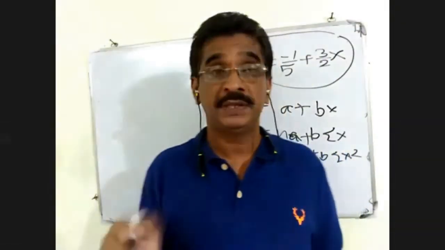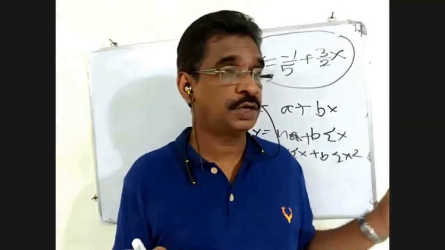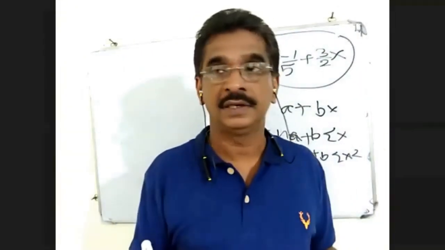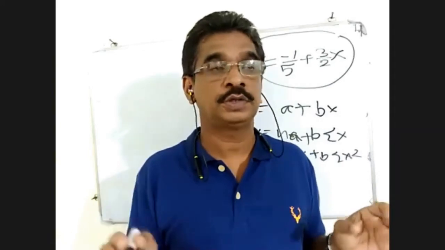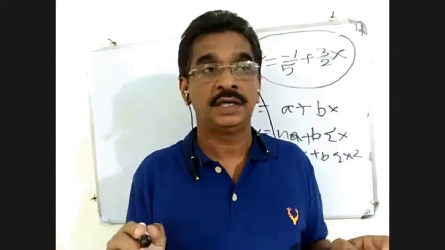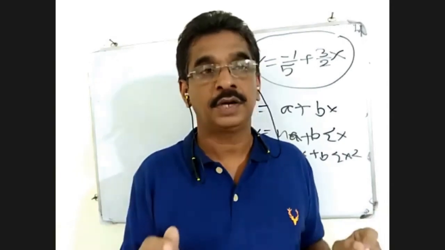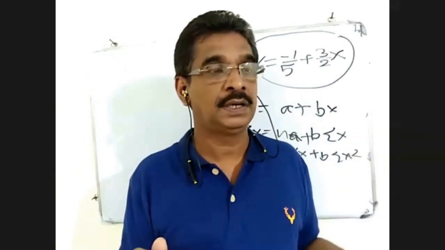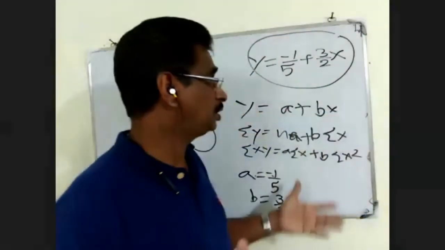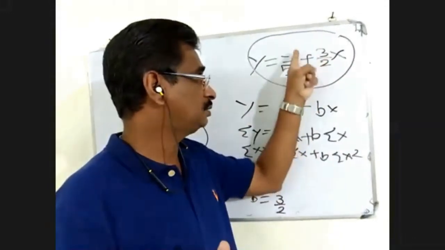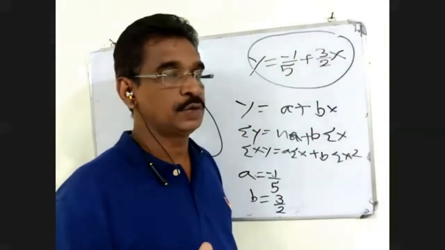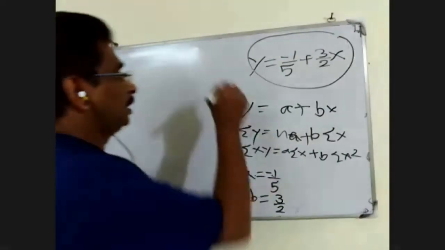This method is known as the method of least squares to find out the best fitted line. The least squares means the sum of the squares of the deviations from the observations is minimum. Using that principle, we find the normal equations and we got the regression equation as minus 1 by 5 plus 3 by 2 x. This is one method.